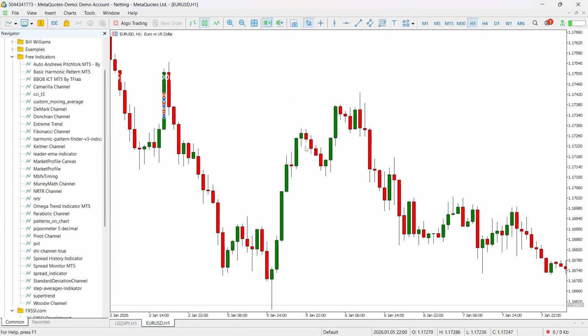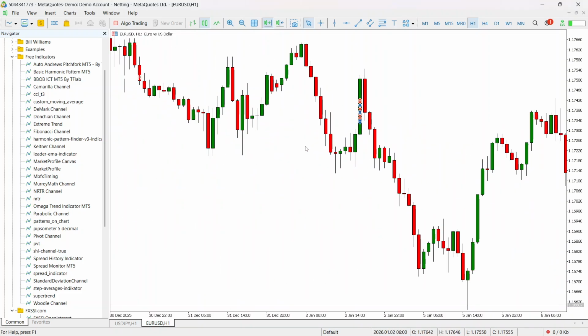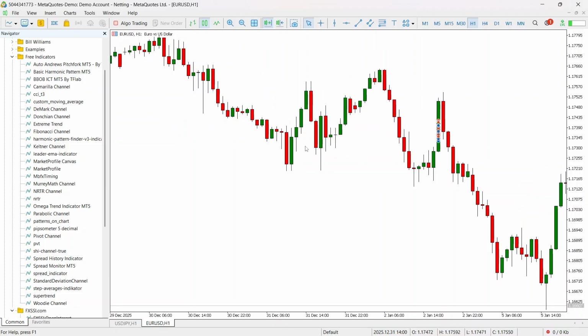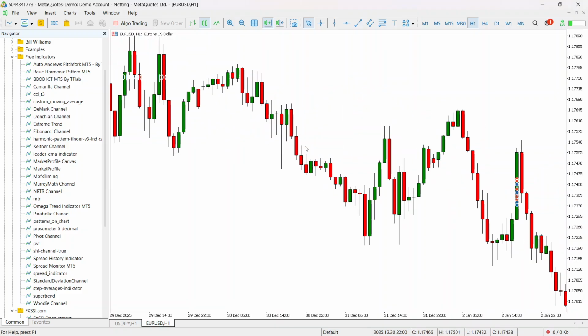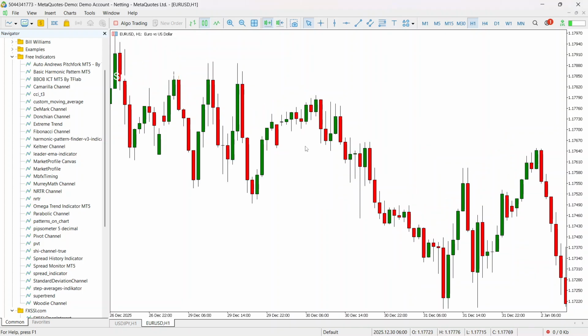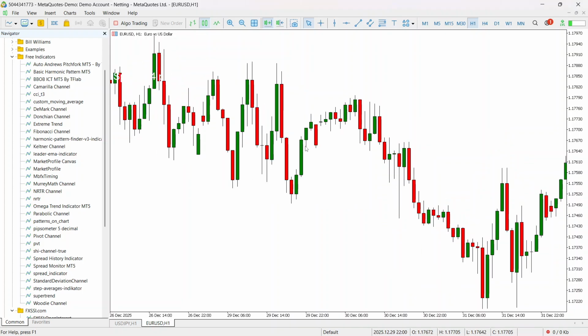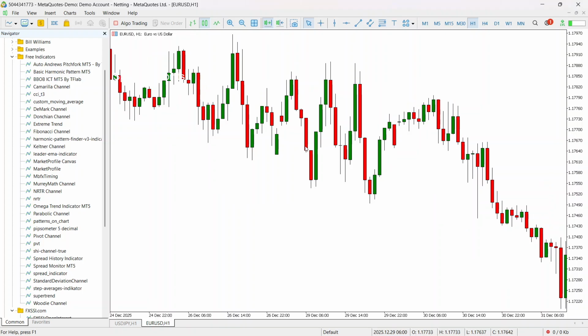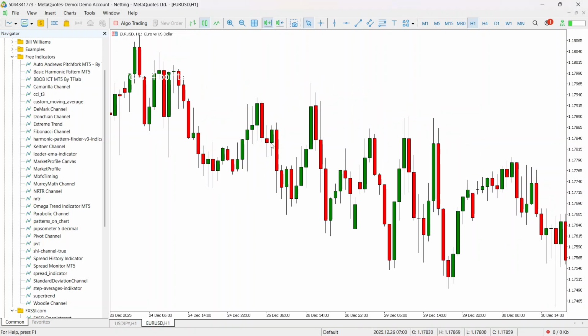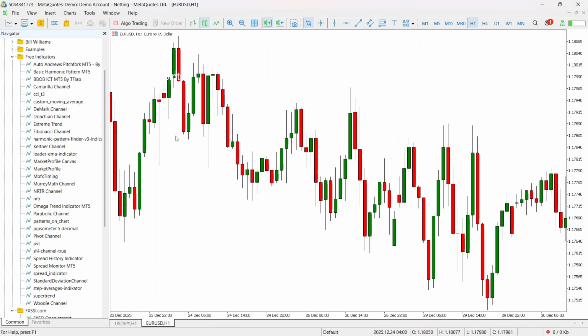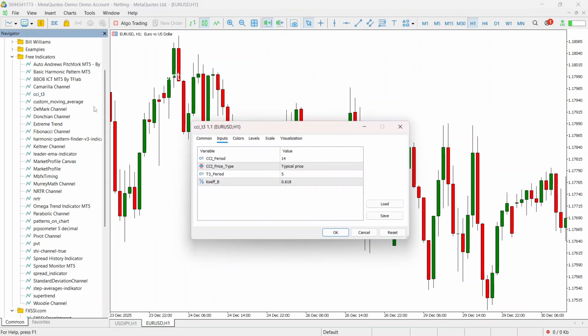This tool combines the Commodity Channel Index (CCI) with the Triple Exponential Moving Average (T3) to provide a smoother, more responsive view of momentum, trend strength, and potential overbought or oversold conditions. And it's going to load the indicator on the chart so you can see how it looks in real time.